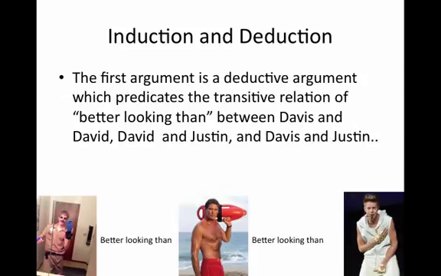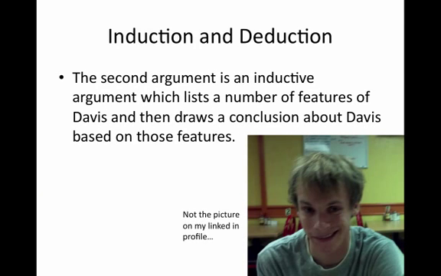Well, let's take a look at the first argument. The first argument is what logicians call a deductive argument. In this particular argument, it predicates what we'll call the transitive relation of better looking than between Davis and David, David and Justin, and then between Davis and Justin. I'm not going to say whether or not the premises are true, I'm just pointing out the structure and type of argument that it is. All right, the second argument, however, is what logicians and philosophers call an inductive argument. And this lists a number of features about Davis and then draws a conclusion about Davis based on those features.